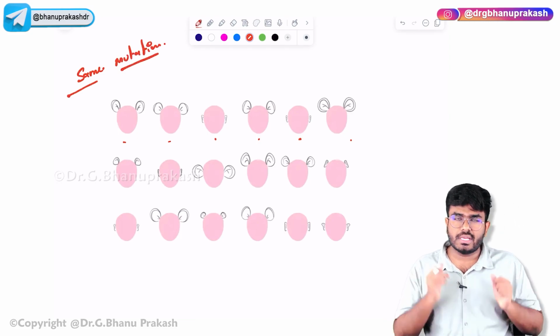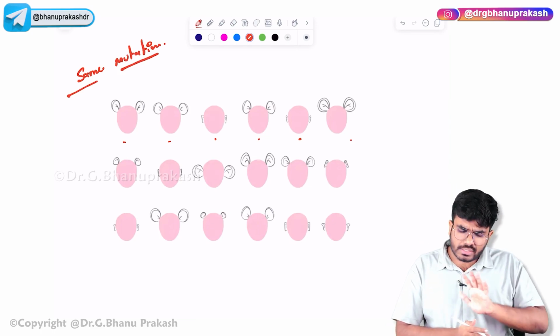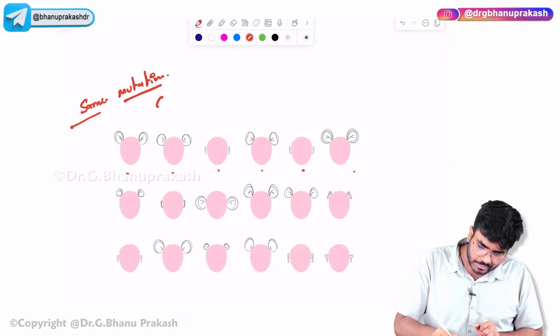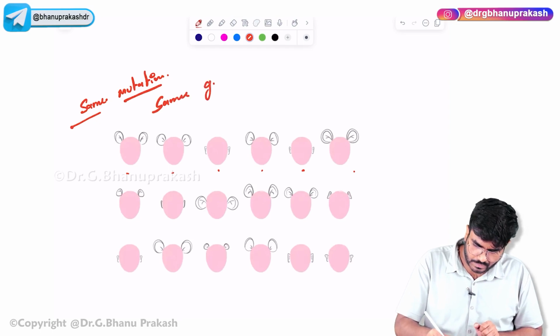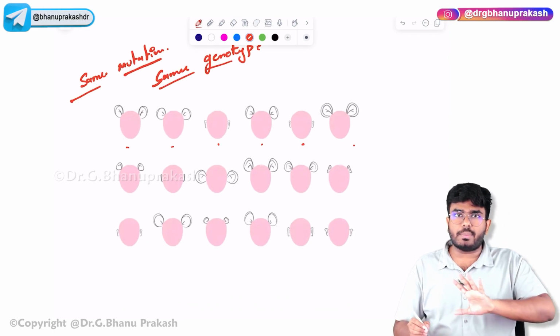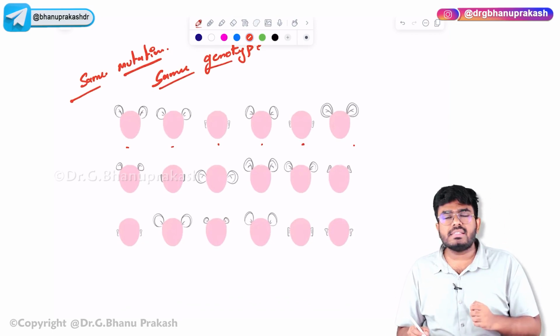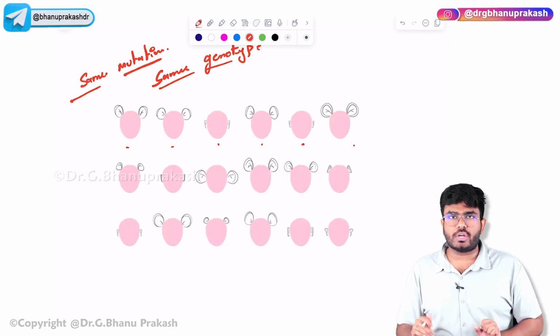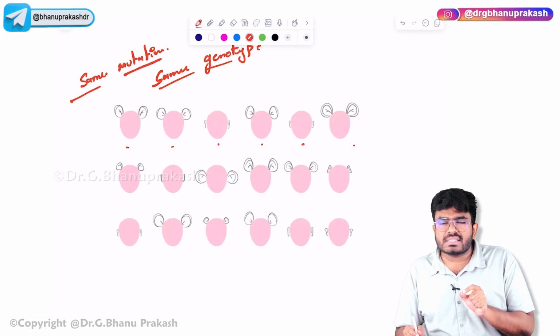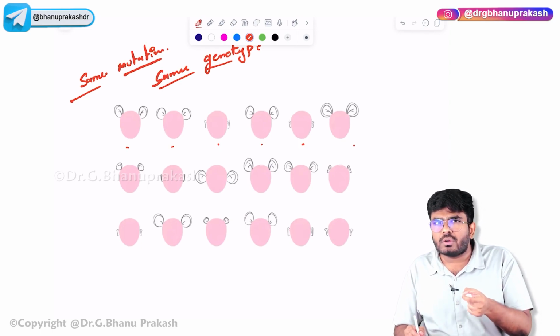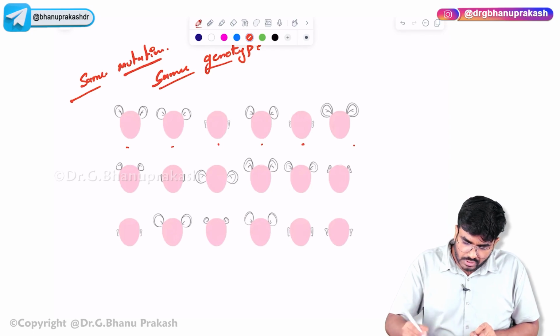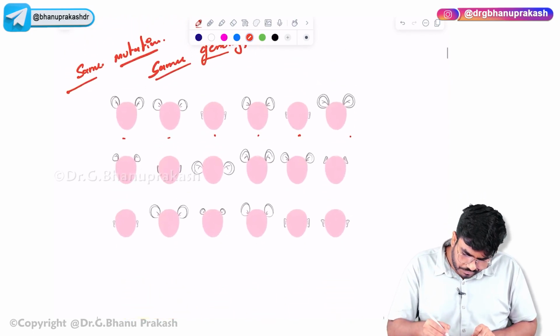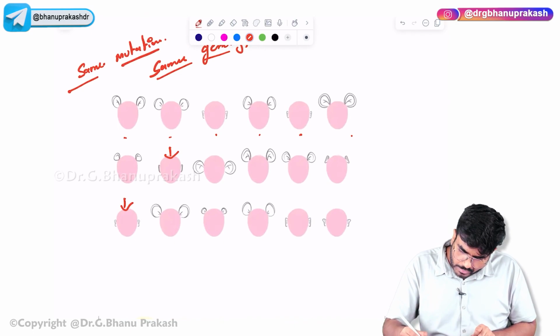Okay, they are having the same mutation with the size of their ears. All their genotype is same. So, same genotype. Now, I am asking you, everyone is having the same genetic makeup, but is everyone having the same phenotype? All of them are having the same mutation, same genotype, but is every one of them having the same feature, same phenotype? I am asking you, see, out of this 18, look here. This individual is normal, this individual is normal, normal, normal, normal, normal.